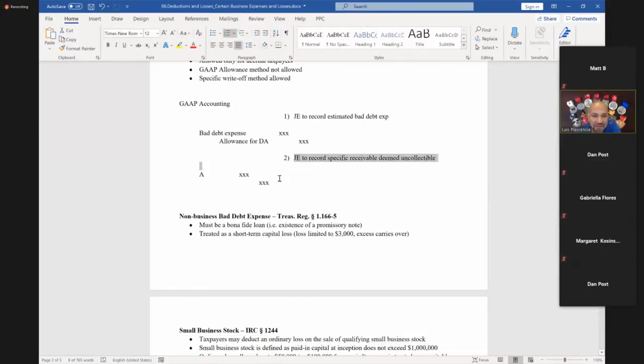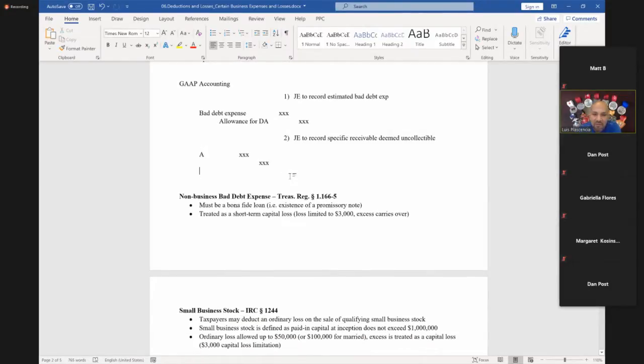Now, I hinted about this before, the non-business bad debt expense. Can somebody write off an uncollectible personal receivable? What do you guys think of that? In that case, can they write it off? Well, yes, it has to be a bona fide loan, meaning there is usually a promissory note that would substantiate that you do have an actual loan. Absent that, you will get audited, and chances are they would reverse that. It's treated as a short-term capital loss. Again, remember, any types of capital losses are limited to $3,000, or $1,500 if married filing separately. That's the limit, $3,000, and the excess carries over.